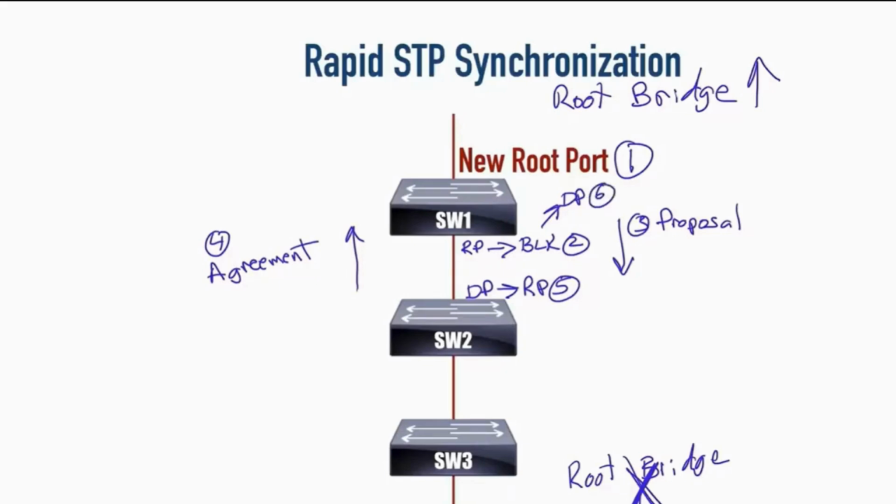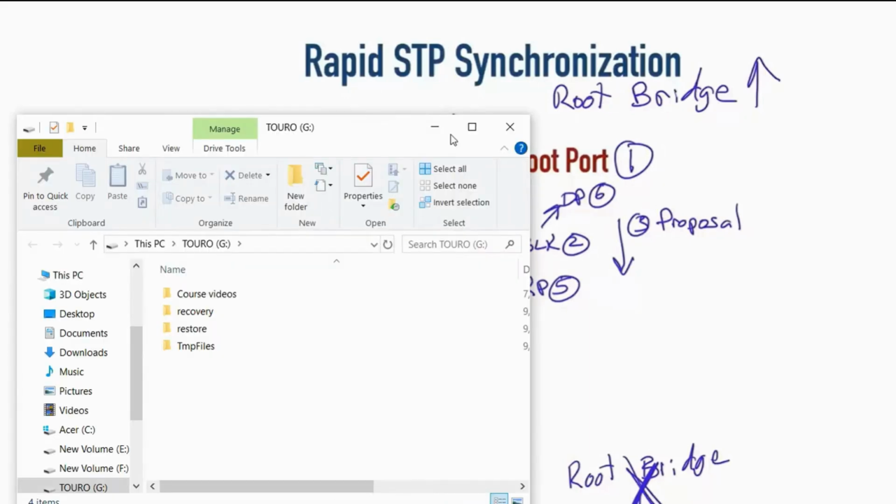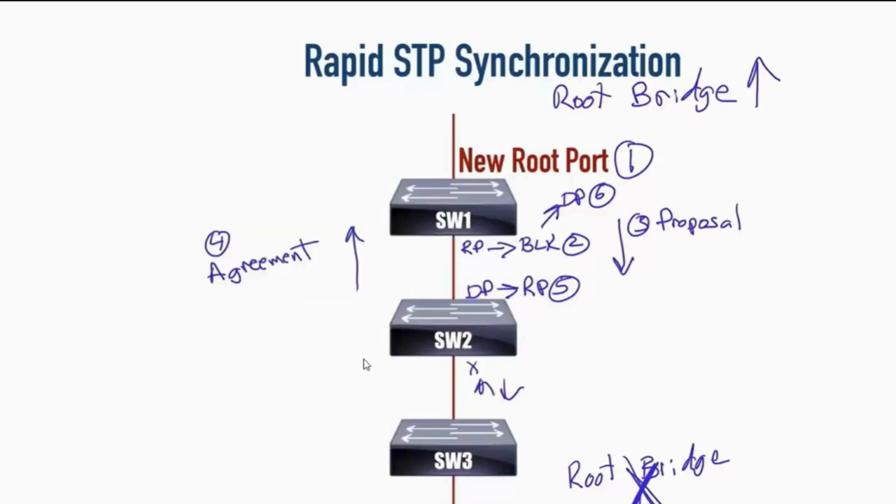Now, I'll not go through all those steps again, but you can see the same kind of thing is going to happen between switch SW2 and SW3. We'll go blocking on this bottom port. We'll send the proposal. We'll get the agreement, and it'll daisy chain like that throughout the rest of the tree. And that's a review of how Rapid Spanning Tree Protocol works.